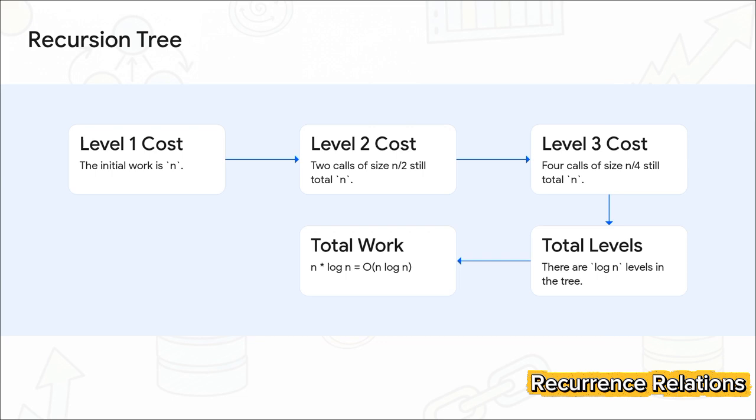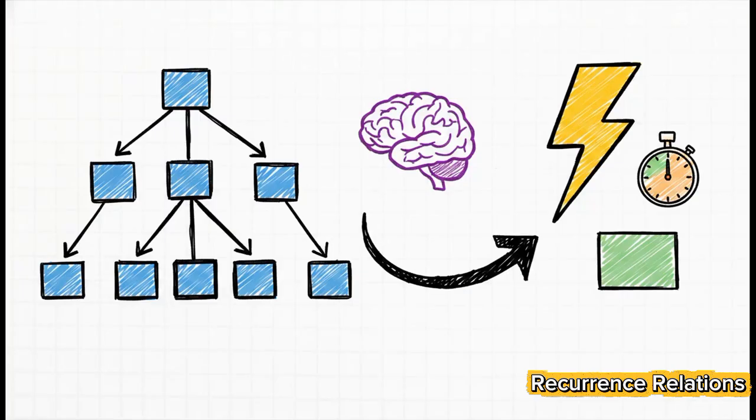This pattern is the key. The work at every single level of the tree is the same, n. And because we're halving the problem each time, the tree has log n levels. So the total work is simply n work per level times log n levels, giving us a final complexity of O(n log n). Now, the recursion tree is a fantastic tool for building intuition. It really is. But for your exams, when the clock is ticking, you're going to want a shortcut.